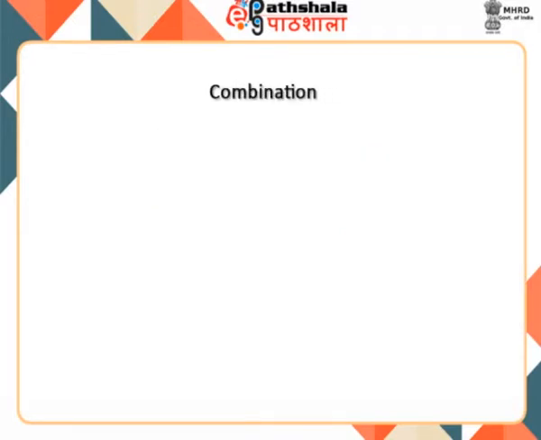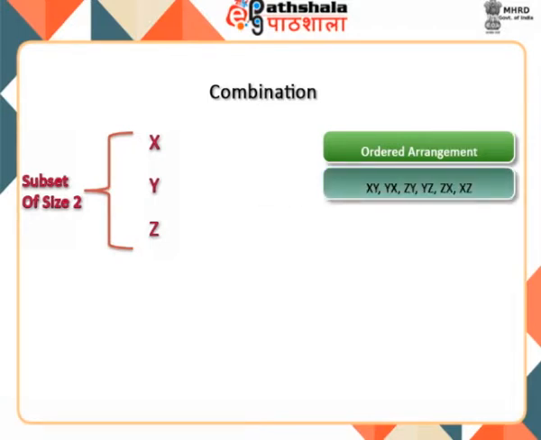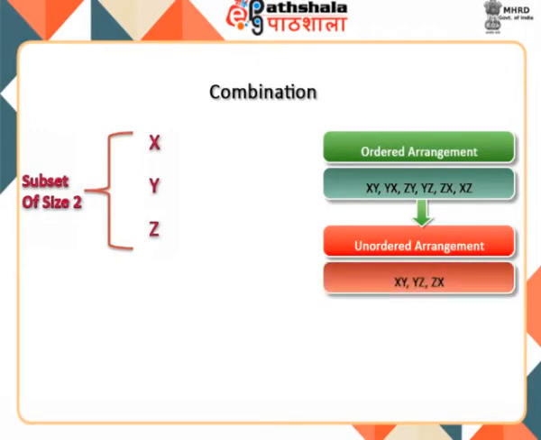To understand combination, consider the following question. How many subsets of size 2 can be obtained using letters x, y, and z? The ordered arrangements, permutations, would be xy, yx, zy, yz, zx, and xz. However, if unordered arrangements are observed, then xy is equal to yx and so on. Thus, there are only 3 unordered arrangements, combinations, namely xy, yz, and zx.